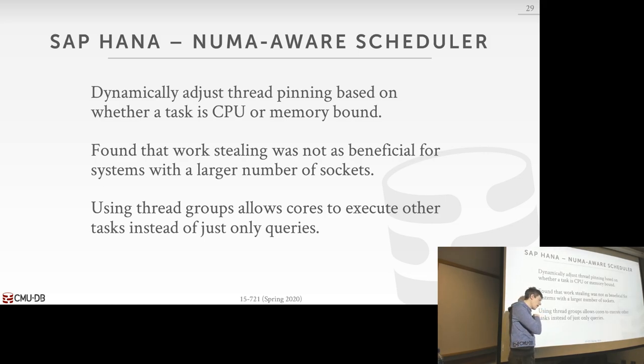In HANA, for this example, the entire system architecture is running on these worker pools. That means network requests will be running on the worker pool too. So if I have a task that says read the next packet from the socket, I want to run that at the CPU socket where that network socket is located. And I don't want somebody else to go take that from me.